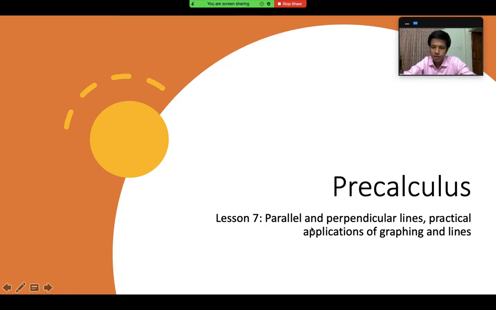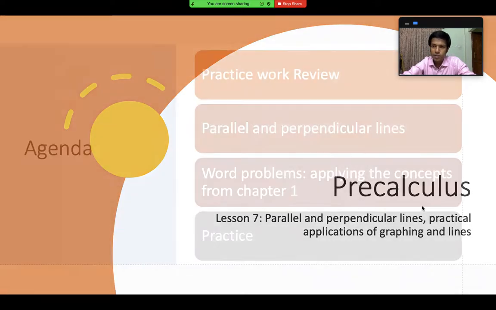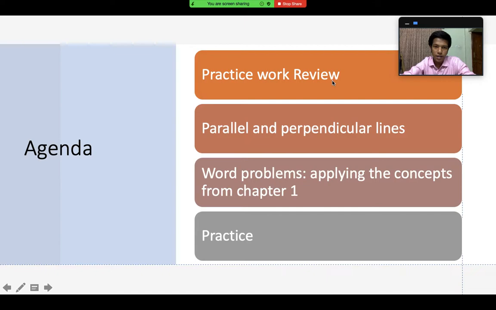This is related to parallel and perpendicular lines and practical application of graphing and lines. Mostly this lesson is related to the application problem, but there is some repetition from the parallel and perpendicular lines as well. So let's begin. This is the agenda: practice work review, then parallel and perpendicular lines, then some word problems. This is the important part for this lesson, applying the concepts from chapter 1 and then some practice problems. So let's begin.